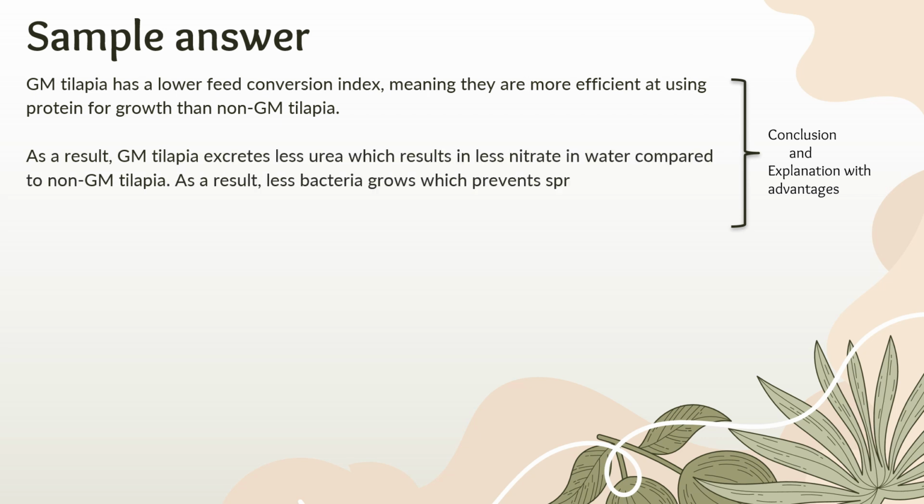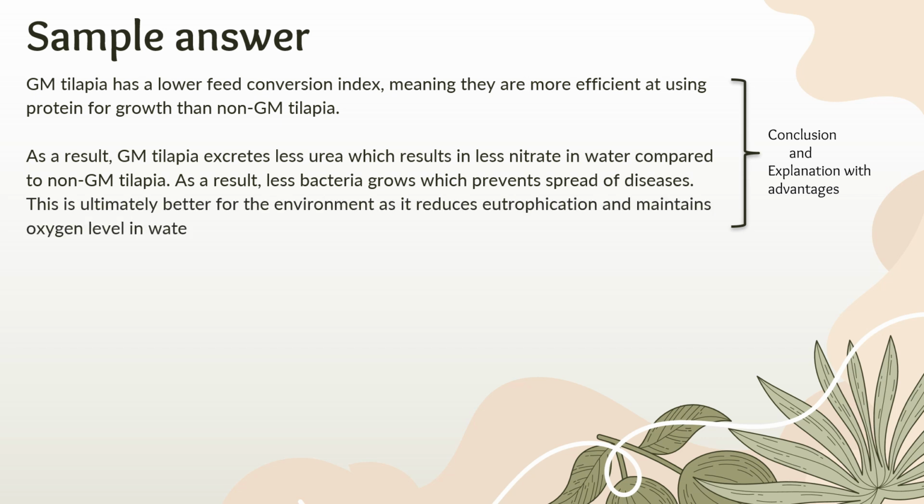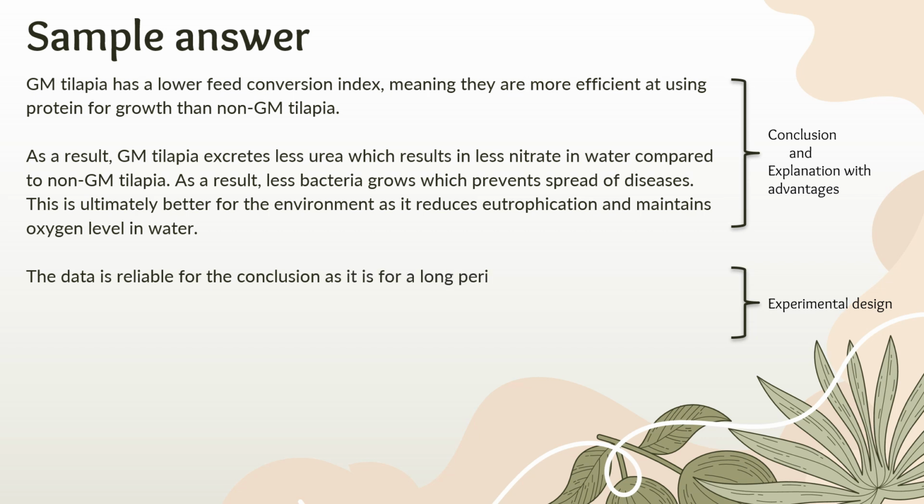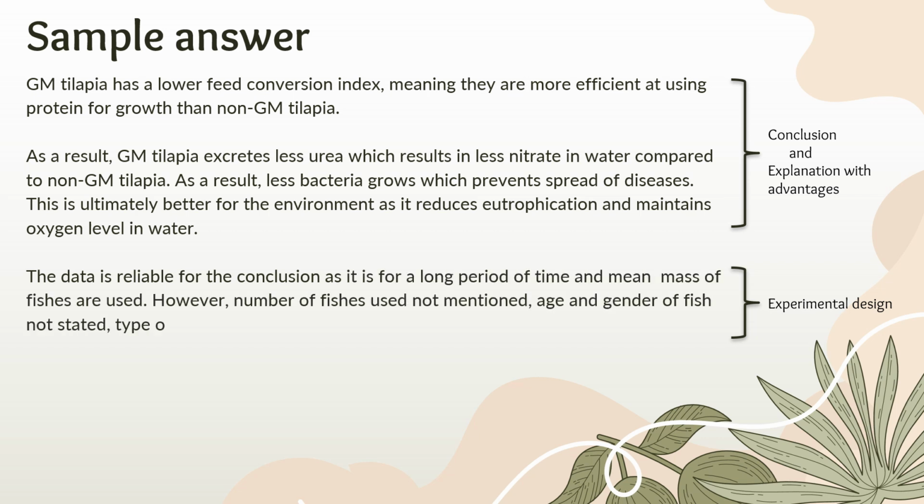As a result, GM tilapia excretes less urea, which results in less nitrate in water compared to non-GM tilapia. As a result, less bacteria grows, which prevents spread of diseases. This is ultimately better for the environment as it reduces eutrophication and maintains oxygen level in water. The conclusion is followed up by the points to support it, which is the explanation and the advantages. And then the experimental design.